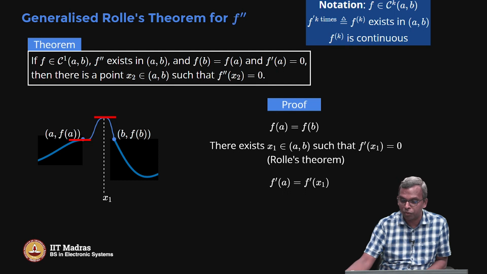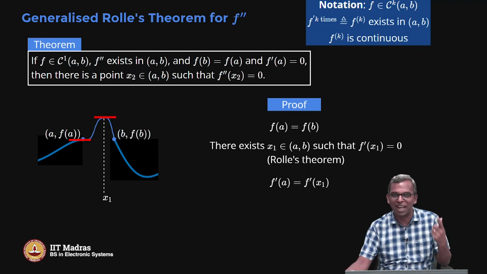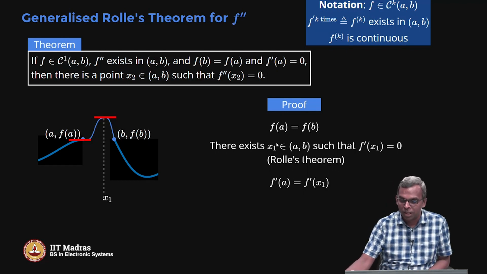So I know that if f of a is f of b, I will have an x1 such that f prime of x1 is 0. This is Rolle's theorem. We used to call it c before. I'm calling it x1 now because I'm going to use it over and over again, so you'll see this will be important. Magically, because of this condition, I know that f prime of a equals f prime of x1. These slopes are the same.